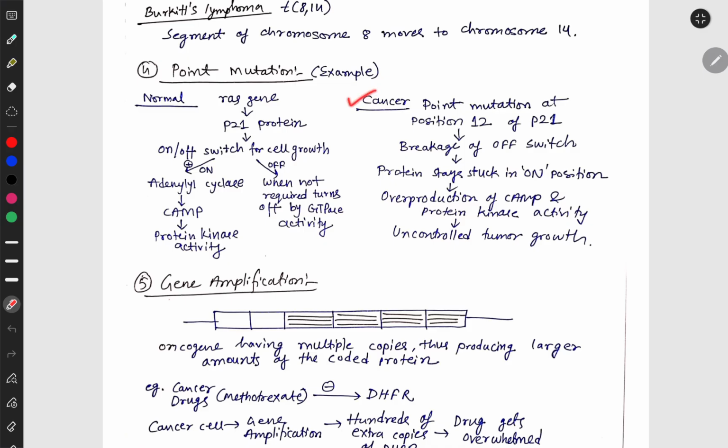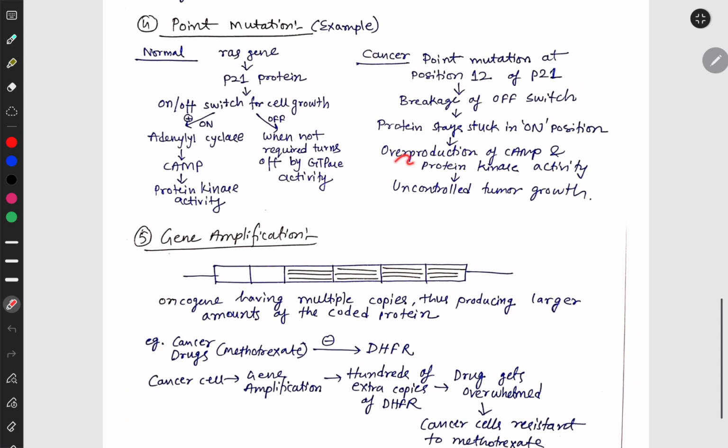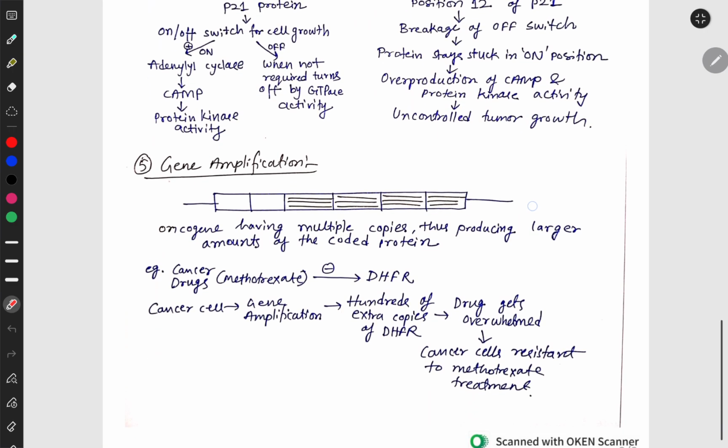In cancer, what happens, there is a point mutation at position 12 of P21. Remember, like 1 2 2 1. So there is a point mutation at position 12 of P21. So what happened then, there is a breakage of the off switch. This off switch is not even functional now. So the protein stays stuck in the on position. So there will be overproduction of cyclic AMP and protein kinase activity, leading to uncontrolled tumor growth. So this is the example of point mutation.